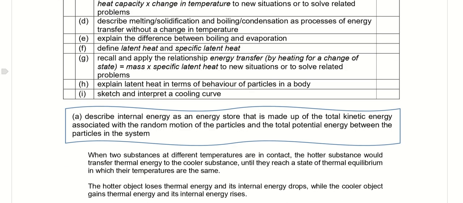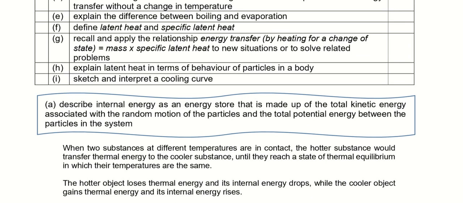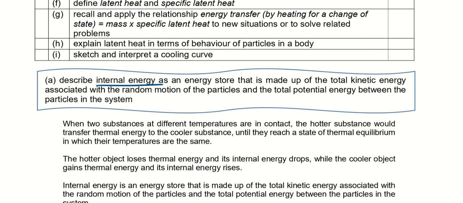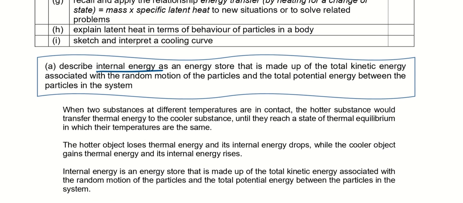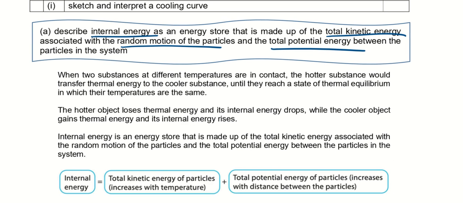Okay, let's start. Success criteria A: describe internal energy as an energy store. We have done this in the kinetic model, right? We have done this in work, energy, power. It's made out of the total kinetic energy, and this is actually linked to the random motion of the particles. So for a solid, they vibrate, and if temperature increases, they will have to vibrate faster. And the total potential energy between the particles in the system.